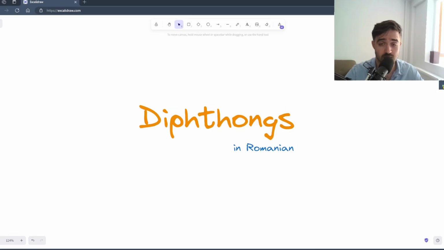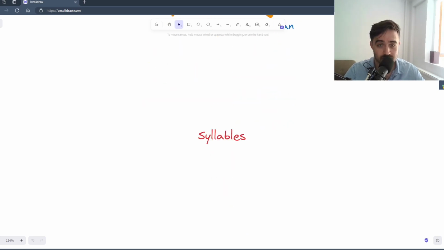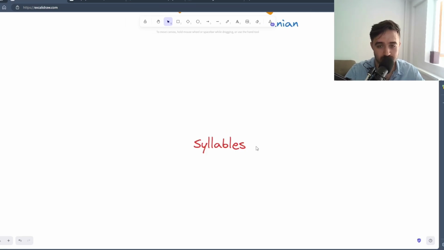So, diphthongs in Romanian. We're talking about diphthongs in Romanian, and I wanted to specify that from the get-go because diphthongs may be different depending on the language that we're speaking. The reason is basically the definition of the diphthongs that we will cover in a second, but more importantly, how they are structured, and that means syllables. Diphthongs depend on syllables and they depend on vowels, and we will see how they depend on vowels in a second, but most importantly they depend on the syllables.